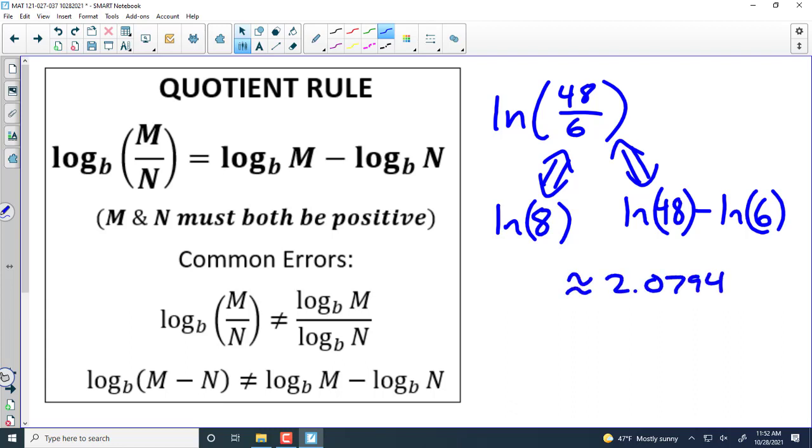2.0794. Great. And if you didn't bring your calculator with you today, make sure you're trying these when you get home, of course. Make sure you can do them on your calculator at home. And if you can't, you can talk to Rachel with me. All right, that's the quotient rule, everyone.